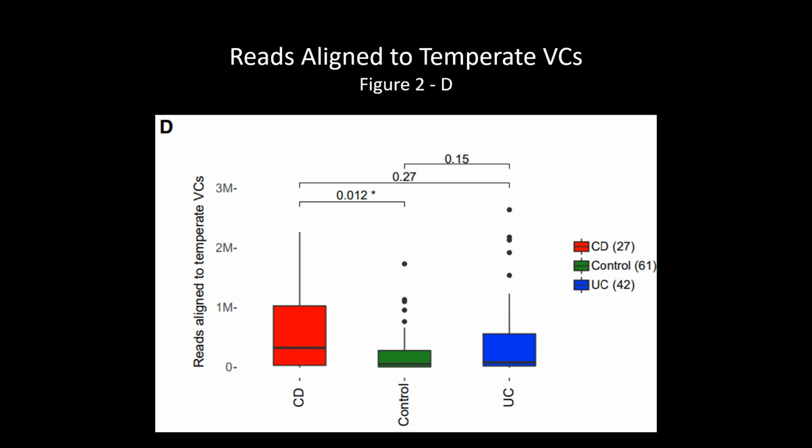Figure 2D is showing that Crohn's disease has a significantly higher abundance of temperate bacteriophages than the controls, as we can see. The Wilcoxon test value is 0.012, and this supports the study's finding that IBD, especially Crohn's disease, is associated with a shift from virulent to temperate bacteriophages.